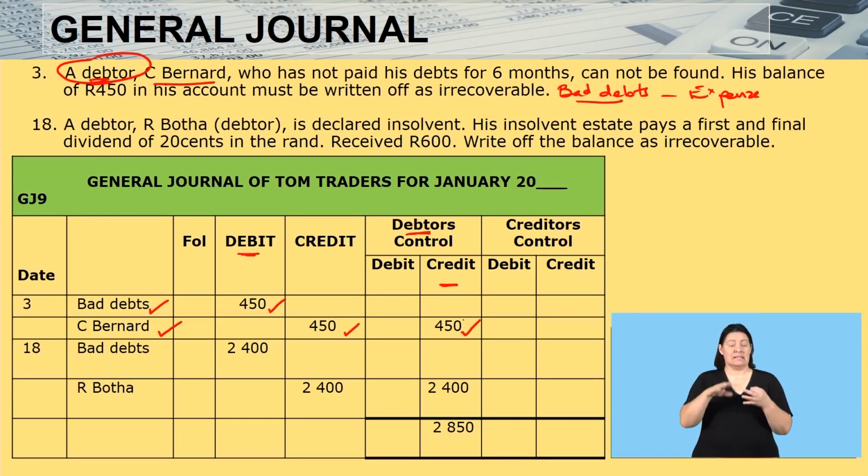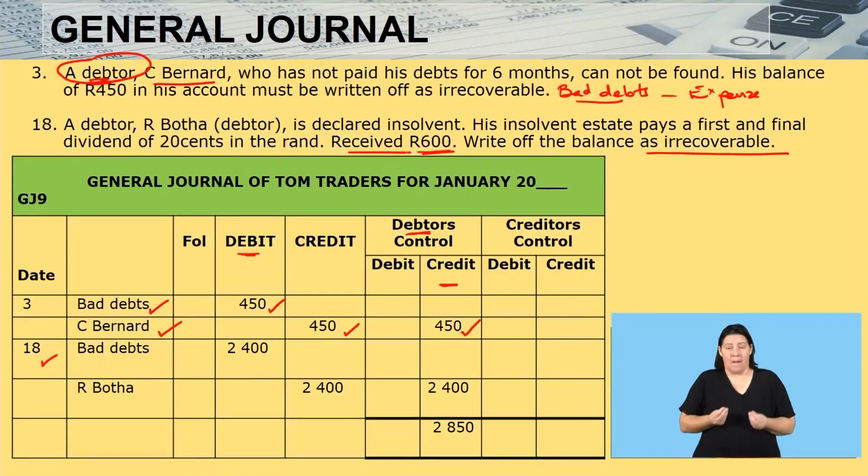The second transaction reads on the 18th, there is 18. A debtor Arbother is declared insolvent. Insolvent, again, means they cannot pay. His insolvent estate pays a first and final dividend of 20 cents in the rand, and we received 600. The balance is irrecoverable. So we have a debtor, Arbother, who has been declared insolvent. They can no longer pay.